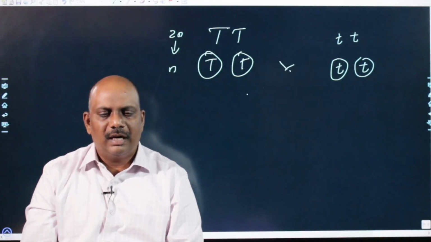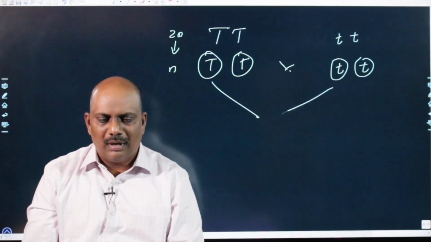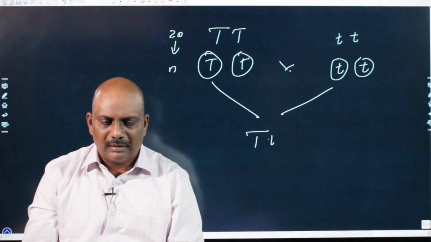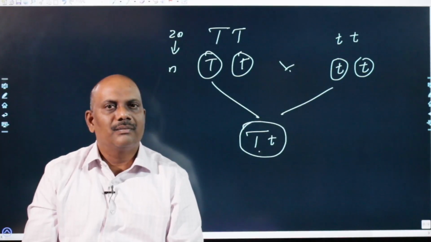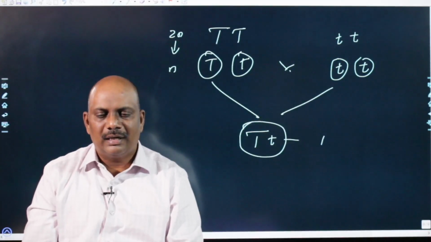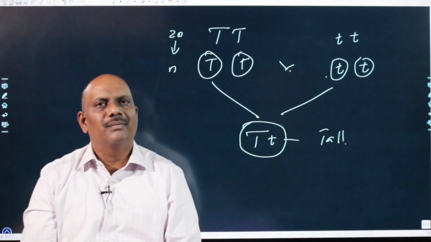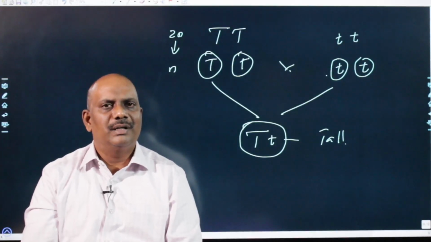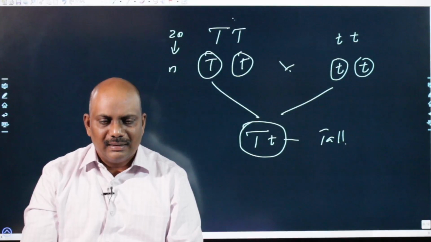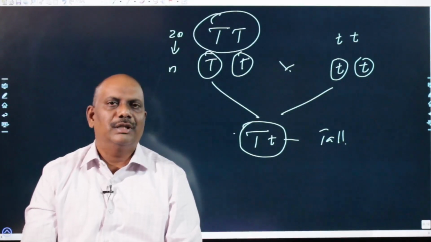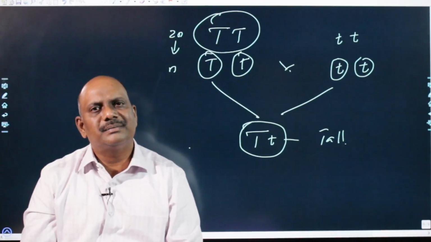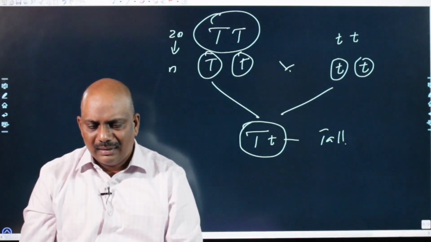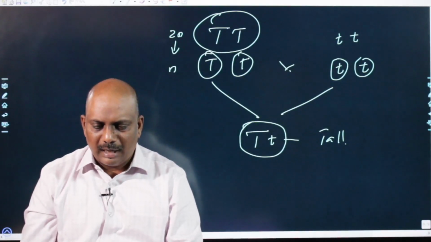When he crossed it, one allele managed to mix with one and he got this plant. And this is also a tall plant. See, this is also a tall plant. This is also a tall plant. But what is the difference here? There are two things called phenotype and genotype.